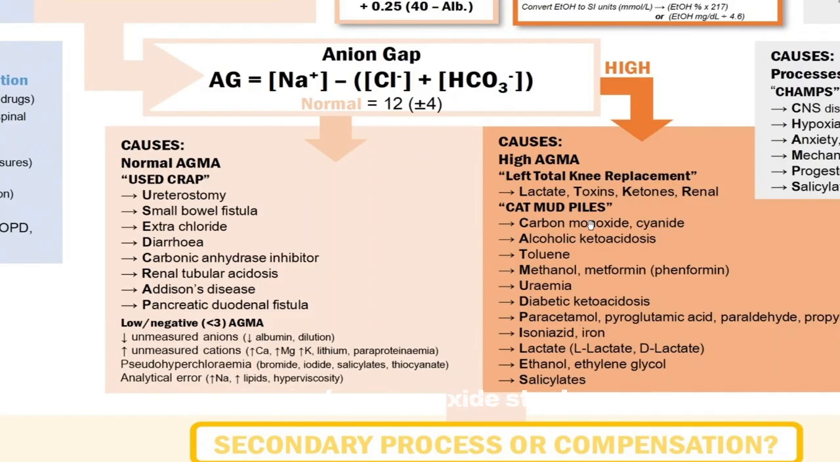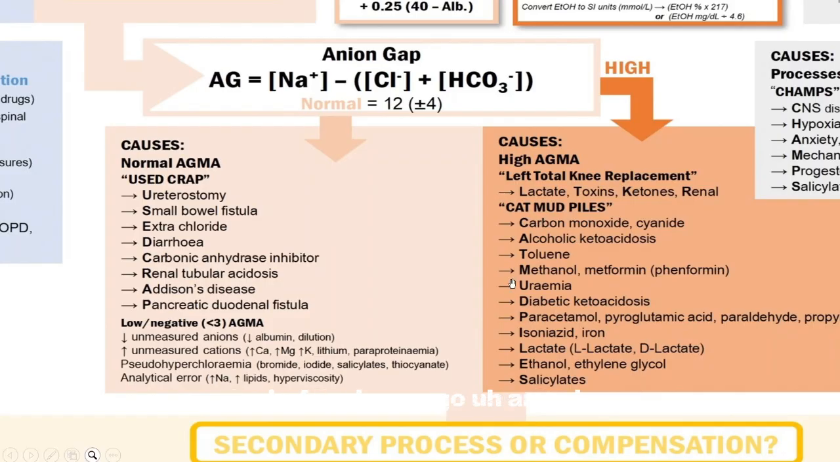So carbon monoxide ingestion, cyanide poisoning, alcoholic acidosis, toluene ingestion, methanol, metformin, uremia, diabetic ketoacidosis being the commonest, paracetamol toxicity, isoniazid, lactic acidosis, ethanol, salicylates like aspirin toxicity. This can cause a high anionic gap metabolic acidosis. So that's all about metabolic acidosis.